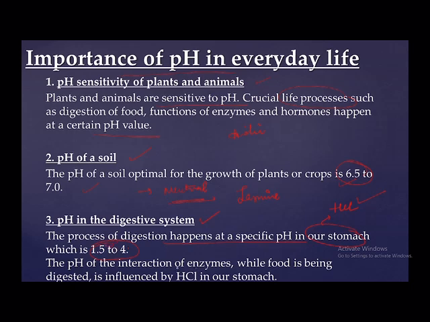The pH results in the activation of most of the enzymes. There are various enzymes involved in the digestion of food, and these enzymes get activated only if we provide the optimal pH. Optimal pH is the condition which allows the enzymes to get activated. Once it gets activated, the life process is accomplished.